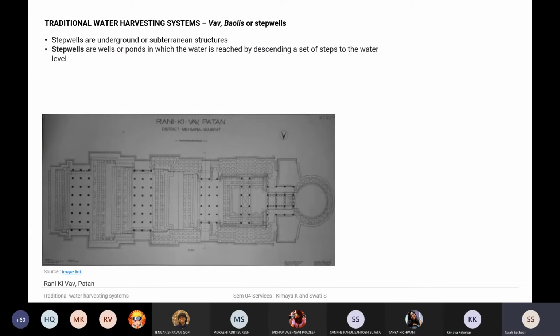So the third type we are looking at is basically a step well. I think most of us have seen one. They're all of large, sometimes much larger in size, and sometimes they can be as small as a squared cut out into the ground, with a few steps going down. But this is Rani Ki Vav in Patan, which is a very large step well, one that has been written about a lot also. But essentially, it's basically a subterranean structure.